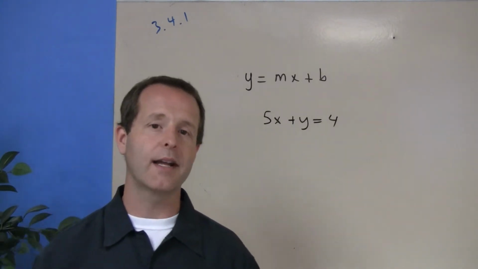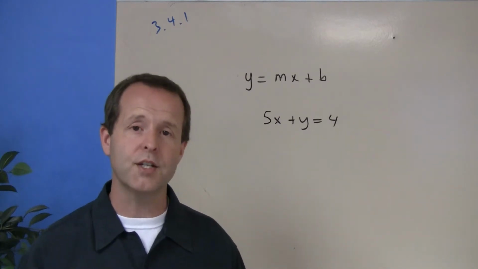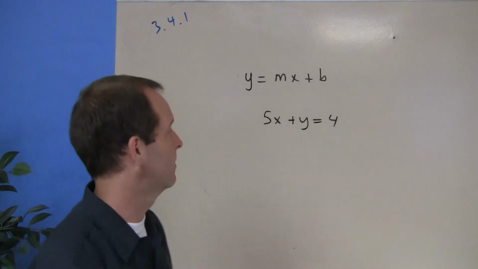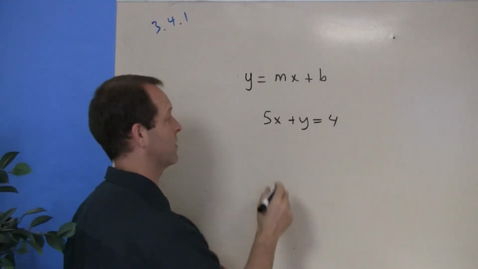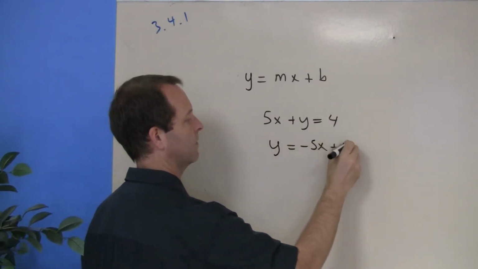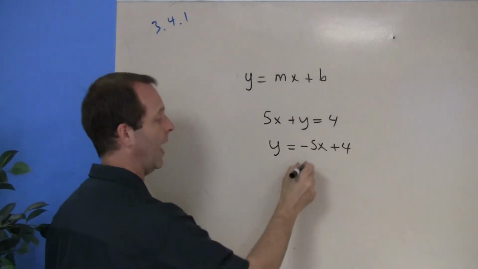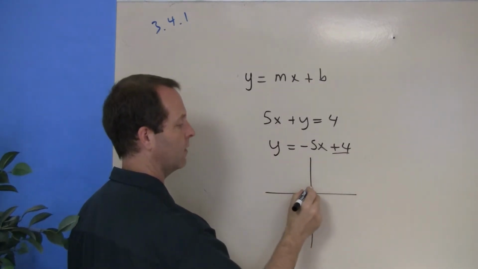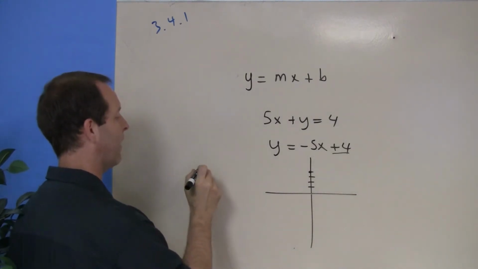Well, I notice that it's not in slope-intercept form, but that shouldn't be too difficult. We can rearrange it so that it looks like slope-intercept form, which is basically y equals. So to get this to be y equals, it looks like I need to subtract 5x from both sides. And now I have it in slope-intercept form. And now I can graph it from its slope-intercept form. Starting point at plus 4. And then negative 5.